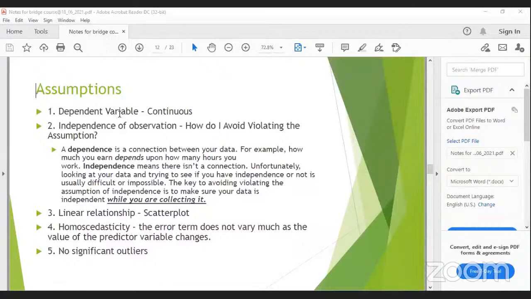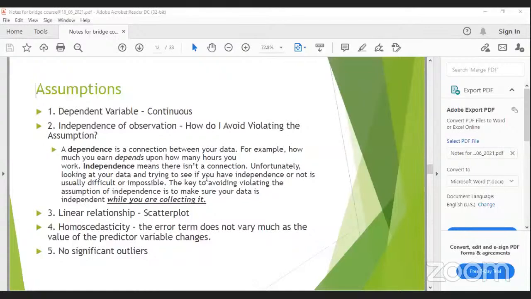I hope the majority have it. So let's begin. Let's continue with the assumptions. We were discussing the assumptions. If I'm talking about assumptions, we will just consider a few.